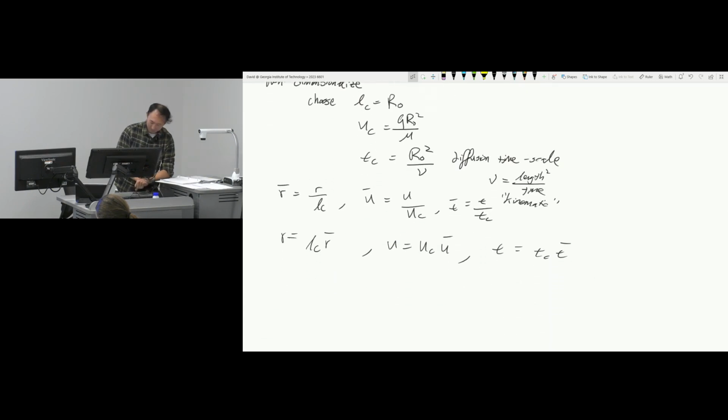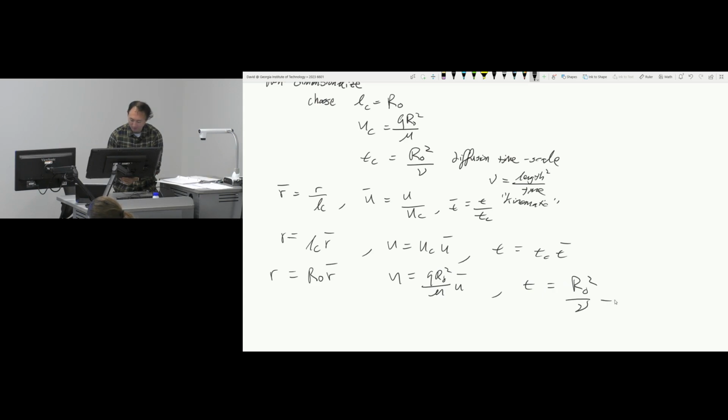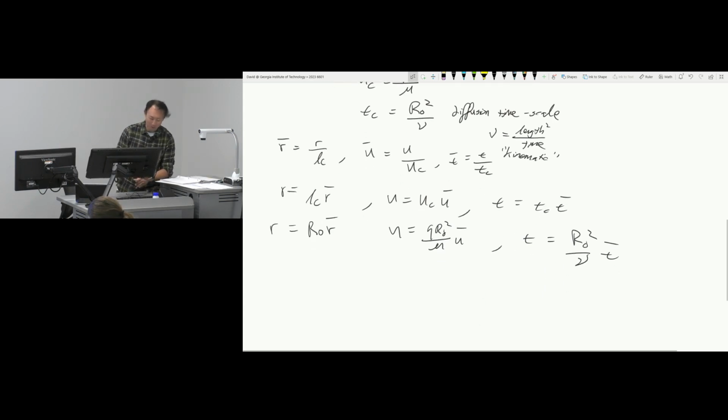All right. So I write it like this, and to make it even easier, I'm just going to write out the stuff. So R is equal to that, U is equal to G R naught squared over mu, U bar, and T is equal to R naught squared over nu, T bar. Okay, now I can substitute stuff in. And because I want to write my dimensional stuff in terms of my dimensionless stuff, if I substitute that in, I'll get a new equation in my dimensionless stuff, right?